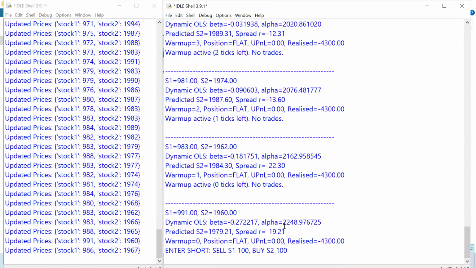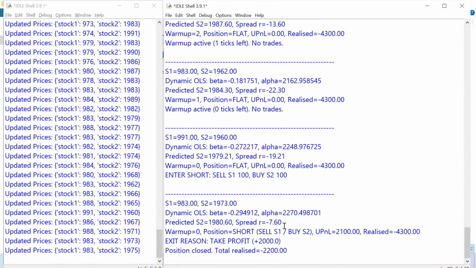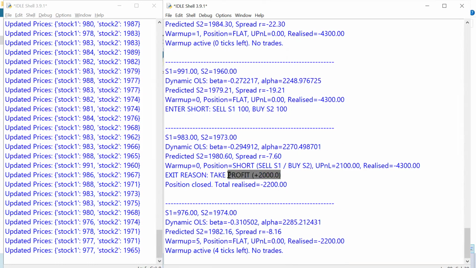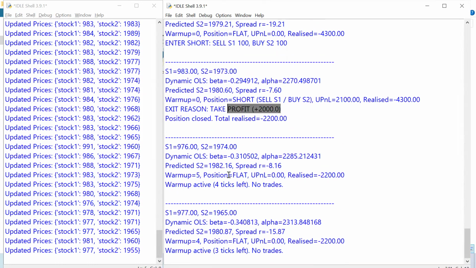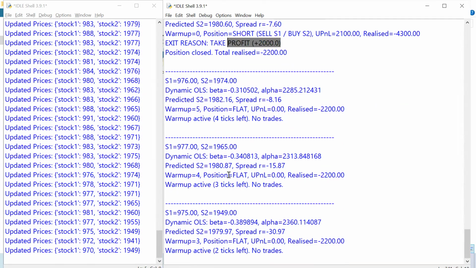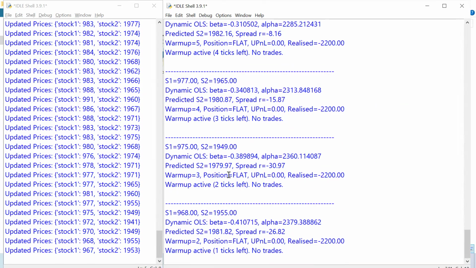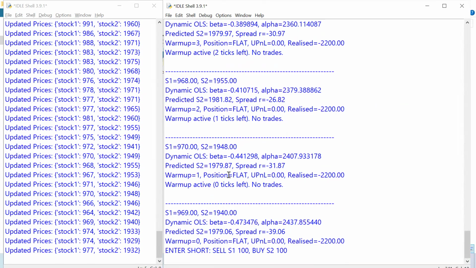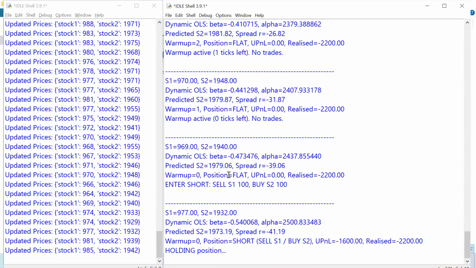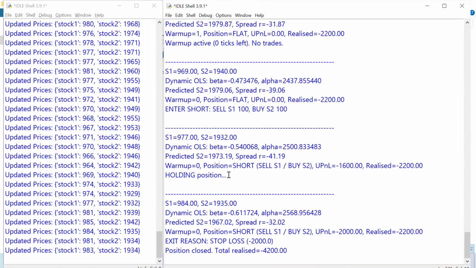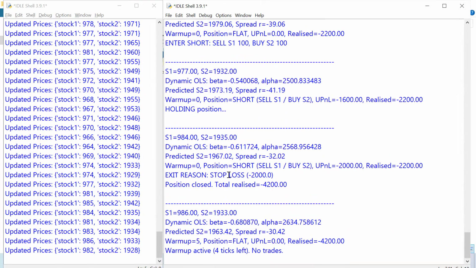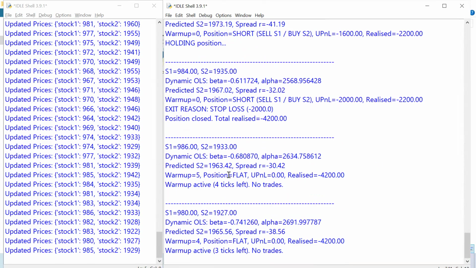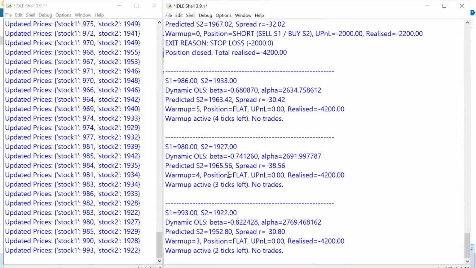Okay, we sold S1 and bought S2. Okay, we have taken the profit also. It's so fast, you can see. We have already taken the profit because the algo got reversed, the spread got reversed. Okay, we are still collecting the price from the market. We are in the warm-up phase. Again, we will calculate and find the logic. Okay, we sold S1 and bought S2. Holding the position, we are in loss. Okay, no problem. We have to cut down this position and exit because the stop loss is triggered. It's completely fine. Okay, we are again in the warm-up cycle.